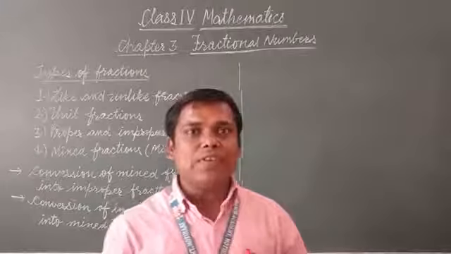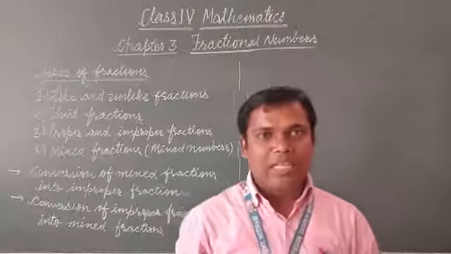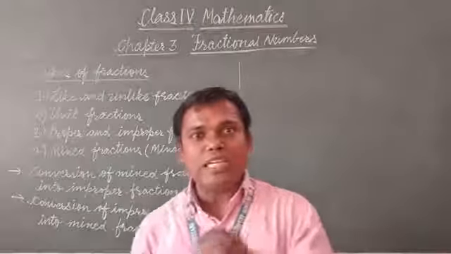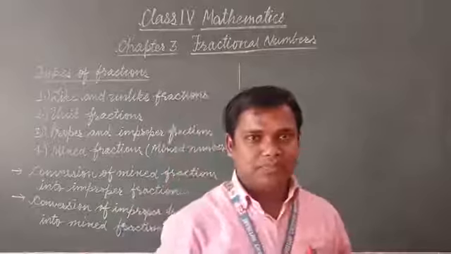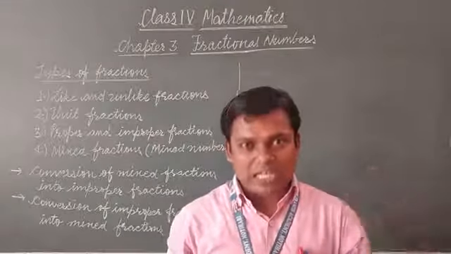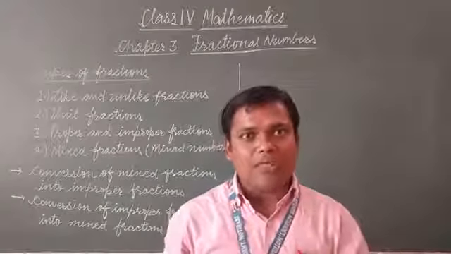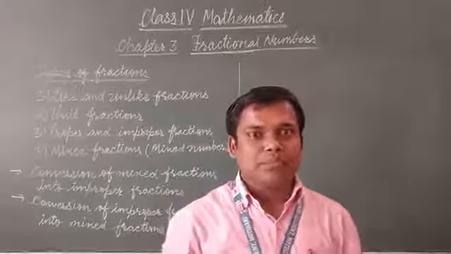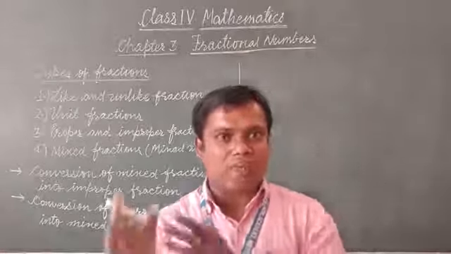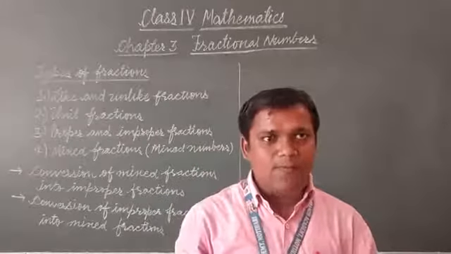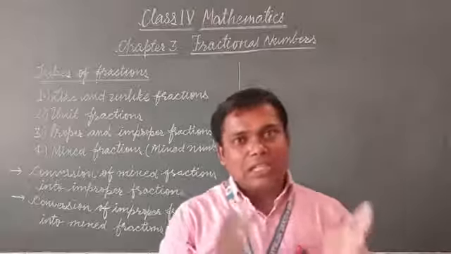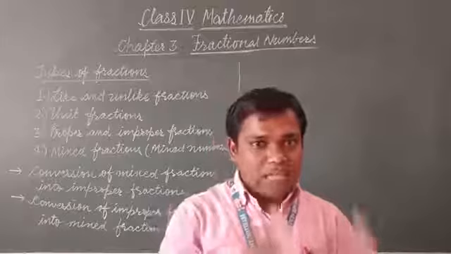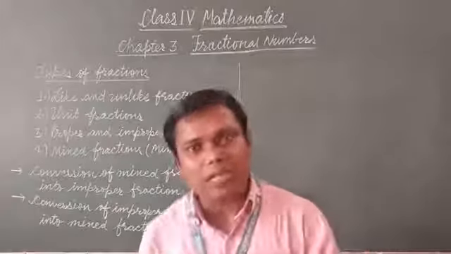If fractions are given to you, and in the given fractions the denominators are the same, suppose two or three fractions are given, then the fractions are called like fractions. And if in the given fractions the denominators are different, then the fractions are called unlike fractions.